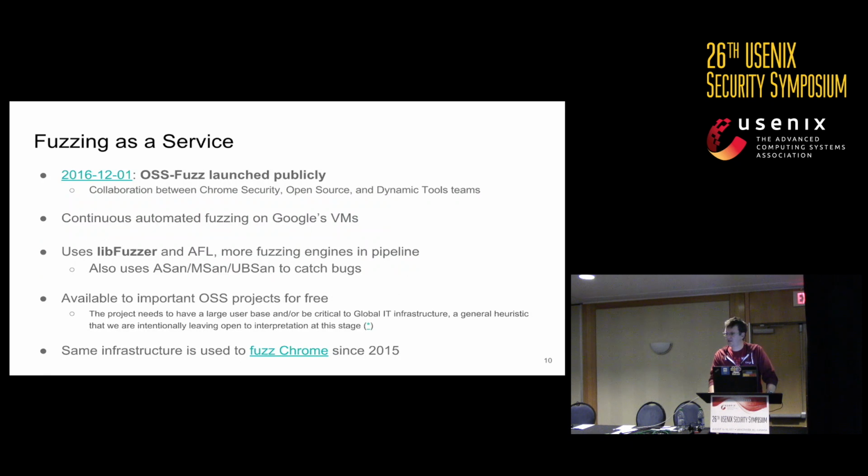So December last year, we launched publicly a service called OSS-Fuzz. It is continuous automated fuzzing that uses Google's virtual machines and Google's infrastructure. Today, it uses both libFuzzer and AFL as fuzzing engines, and we expect to add more fuzzing engines in future. It also uses the sanitizers together with the fuzzing engines to actually find bugs.